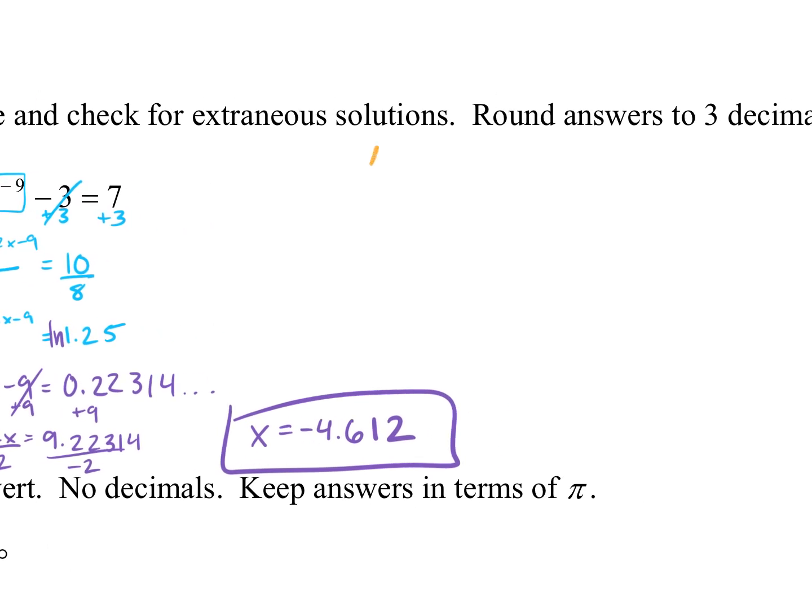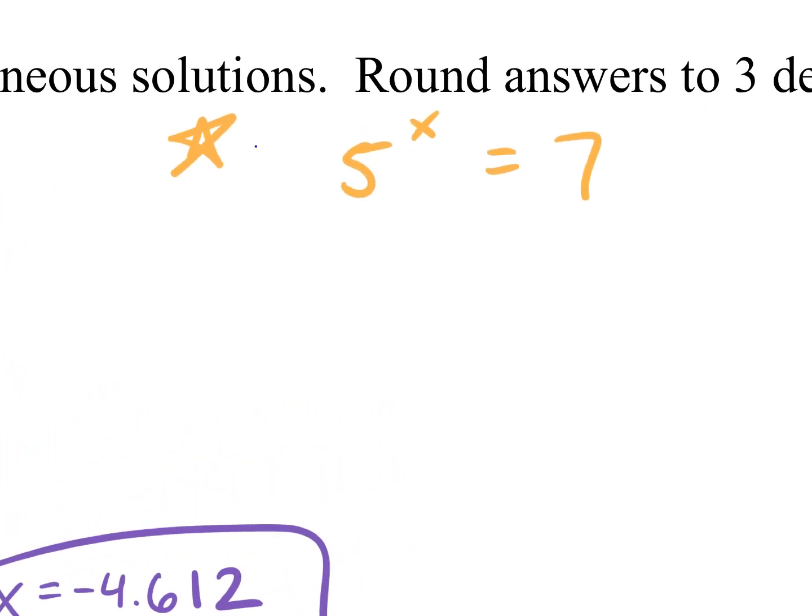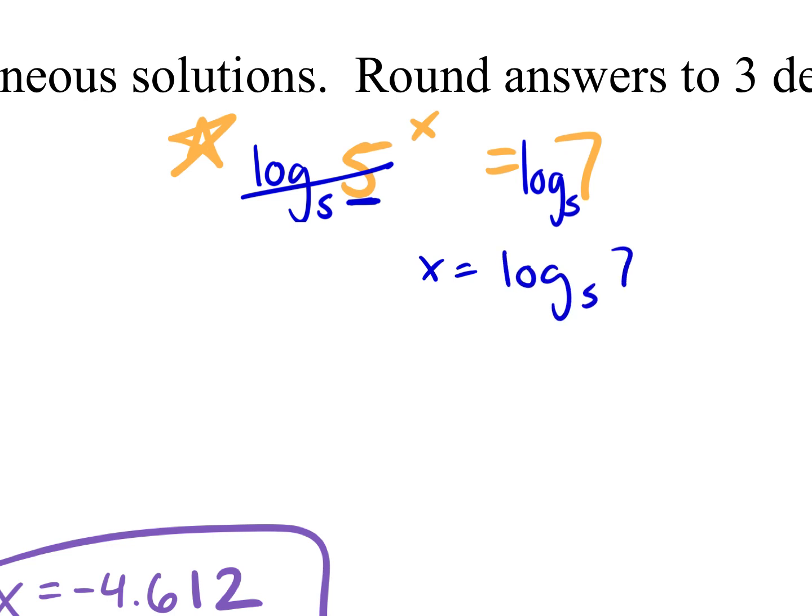But just as a reminder, if I had, let's say, 5 to the power of x is equal to 7, how would we solve for x here? Log. We use logs. What would the base of our log have to be? It's got to be the same base that has the exponent. So log base 5. So it'll cancel out here. So we have x is equal to log base 5 of 7.